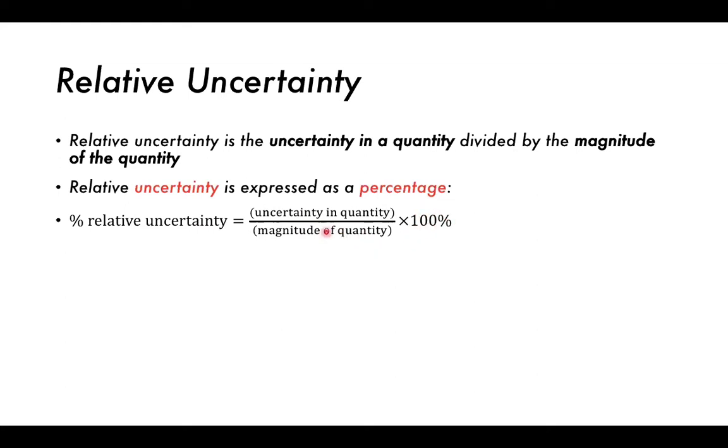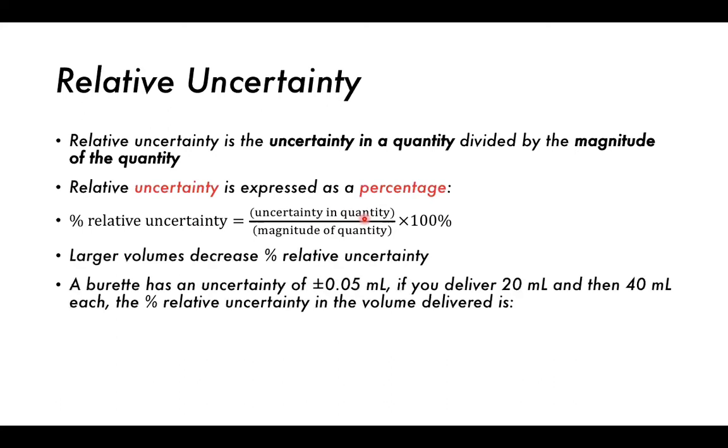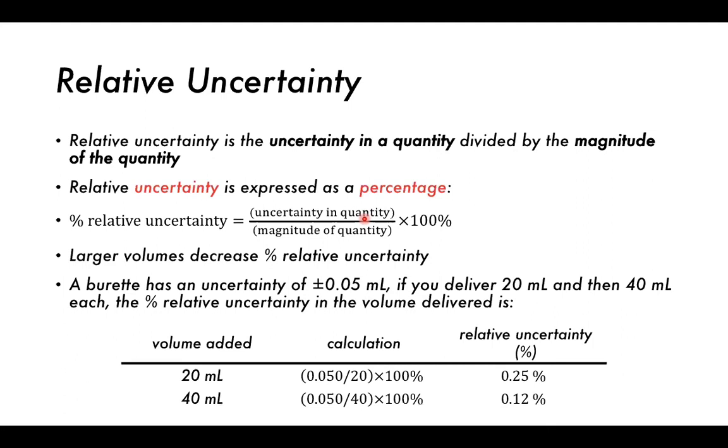Typically this is why the larger volumes have a reduced amount of uncertainty, because generally the uncertainty in a quantity doesn't change based on the volume, but the magnitude will. So larger volumes decrease the percent relative uncertainty. If a burette has an uncertainty of plus or minus 0.05 milliliters, and we then deliver 20 milliliters and then 40 milliliters each, the percent relative uncertainty in the volume delivered is calculated from the volume added.